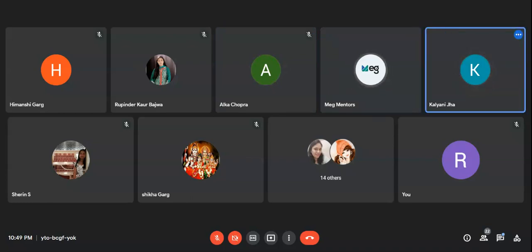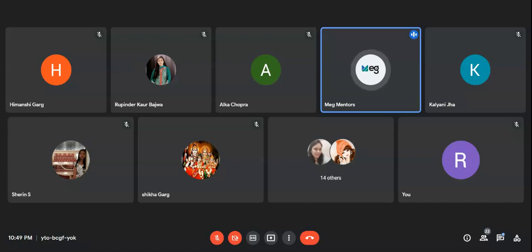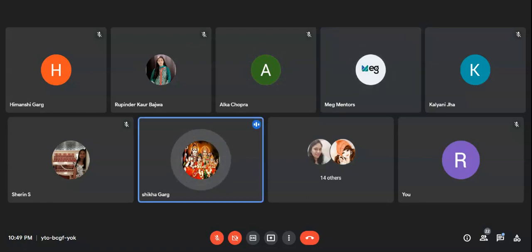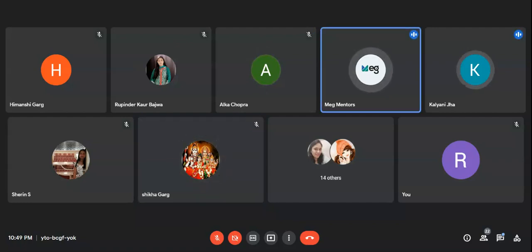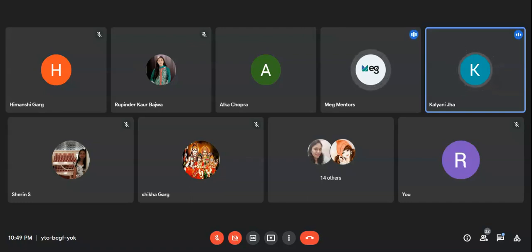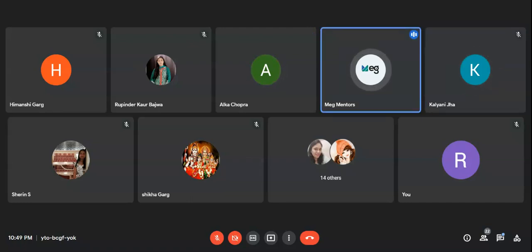Alka, so we are ending this session today. 10:49 is there. Does anybody want to ask anything? Last time I'm asking. Can you please share the answer sheets of Kalyani ma'am, which you are speaking about? Every sheet is there in the Megmentors Telegram channel. How many of you don't know about the Megmentors channel?